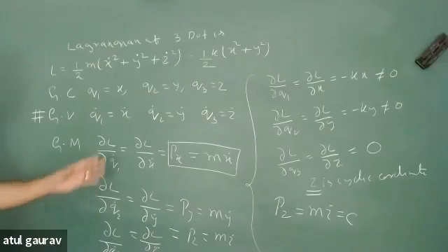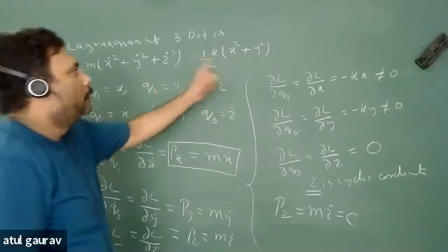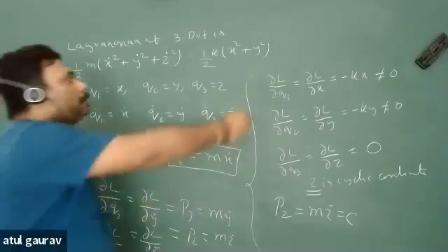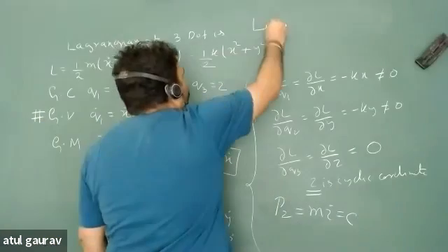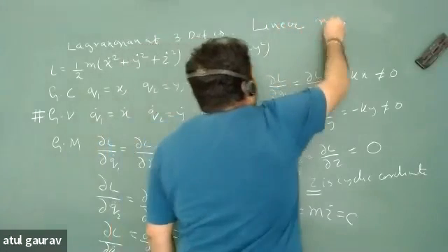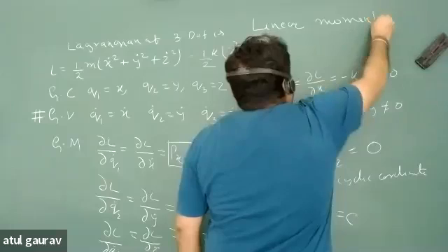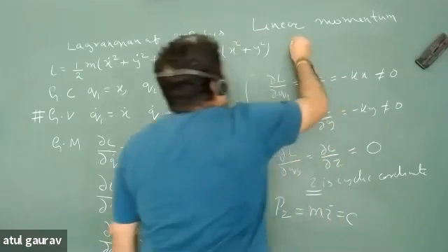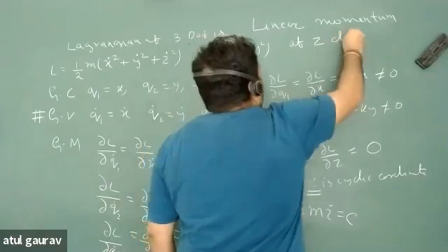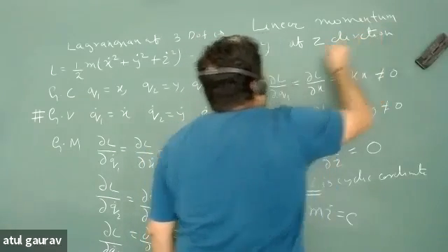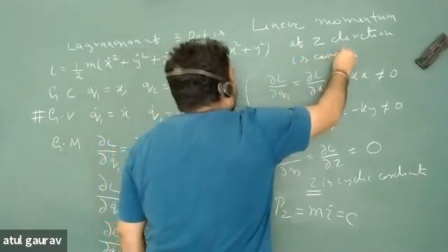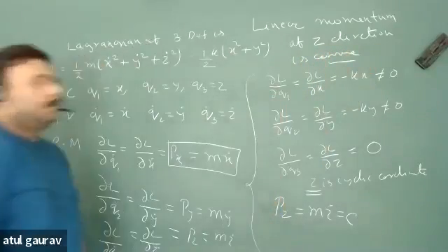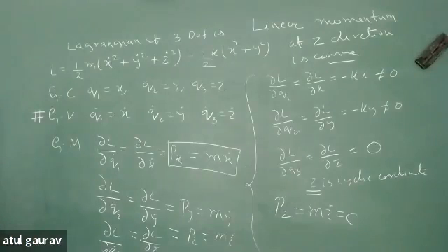Now, so this is all about your Lagrangian, and we have just talked about that Z component is conserved. The linear momentum of Z component is conserved. This is all about linear momentum in Z direction is conserved. Okay. Now, let's try to go for equation of motion.